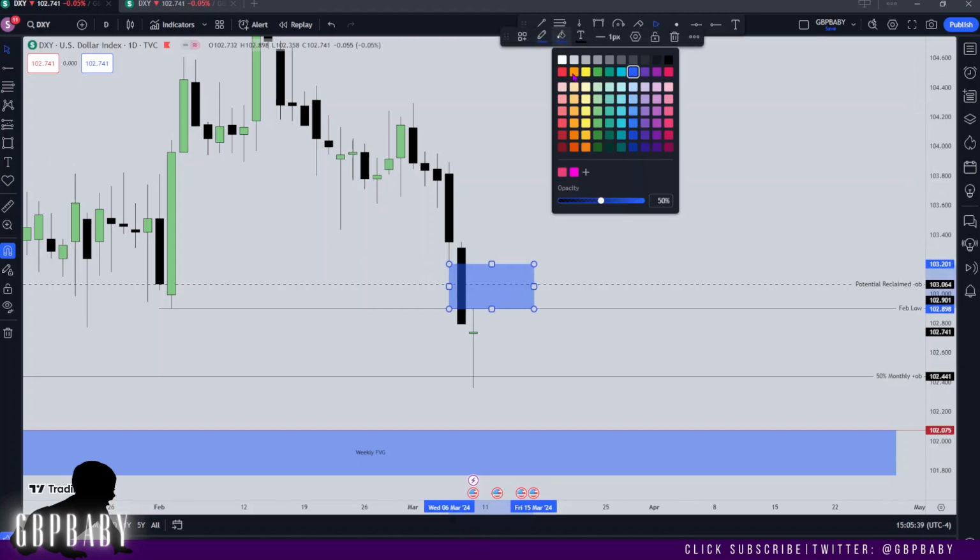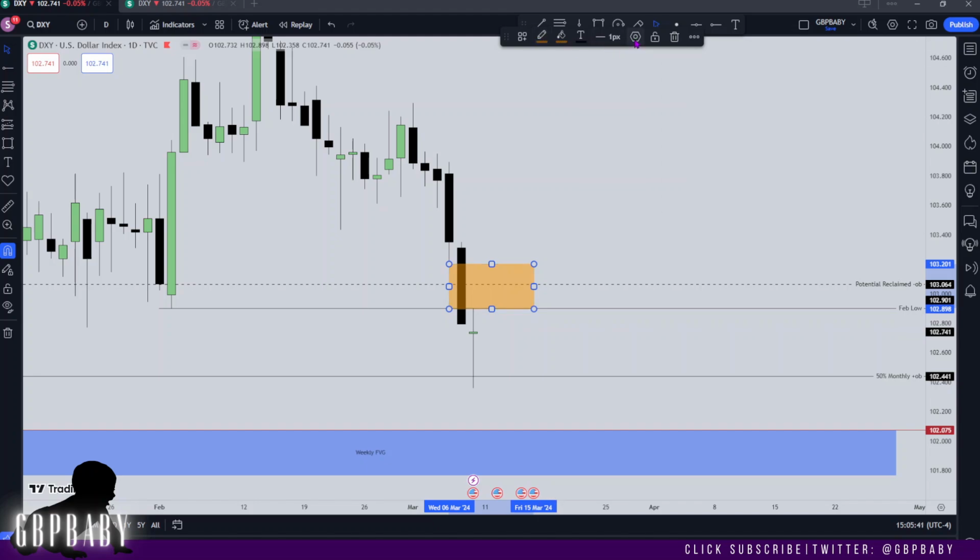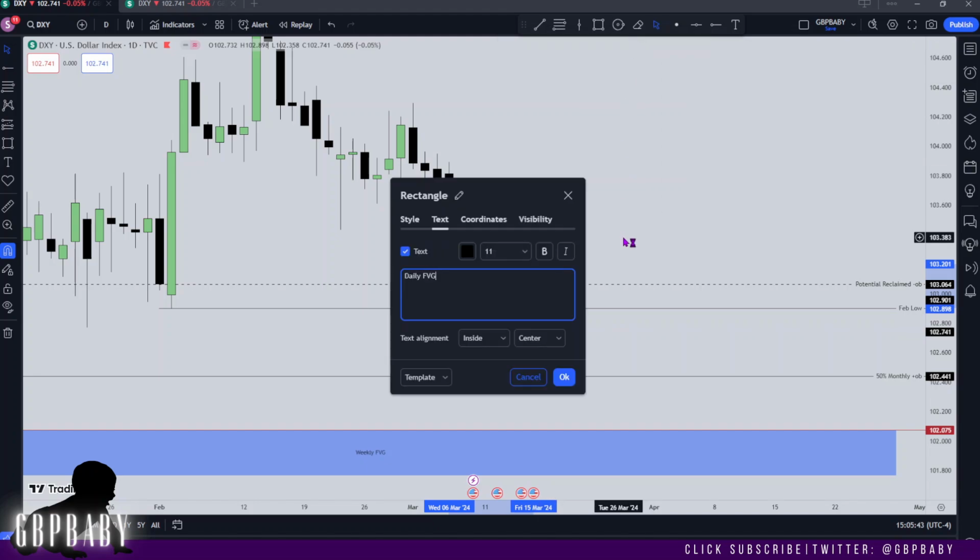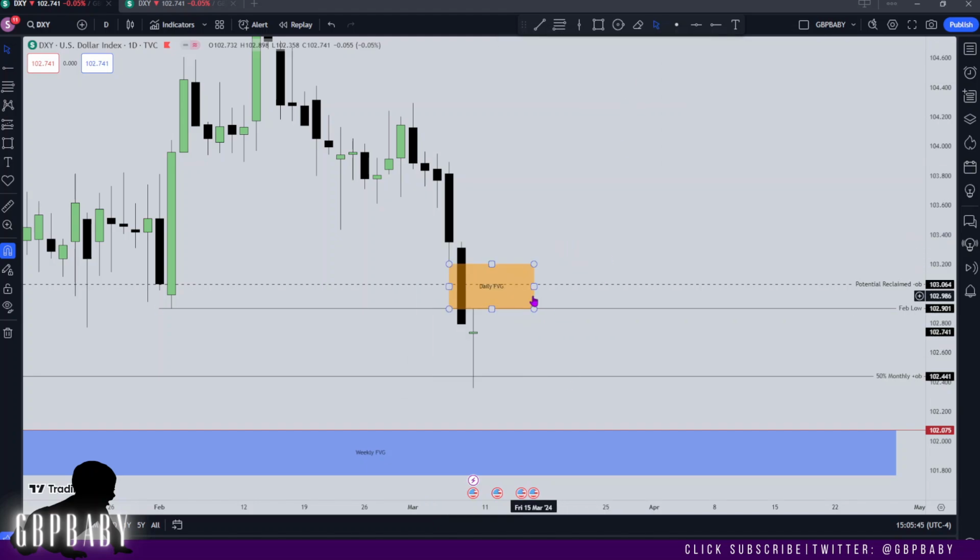So I'm going to make this orange, and I'm just going to write daily fair value gap, and I anticipate price to trade into this. Preferably price does not close it. I don't want to see price necessarily close it completely. Don't get me wrong, we can wick up there, but I want to see price trade into it to offer the high of the week for a potential continuation to the downside.